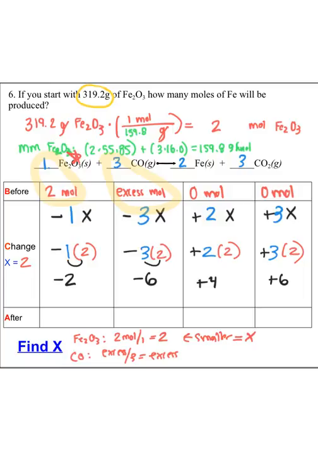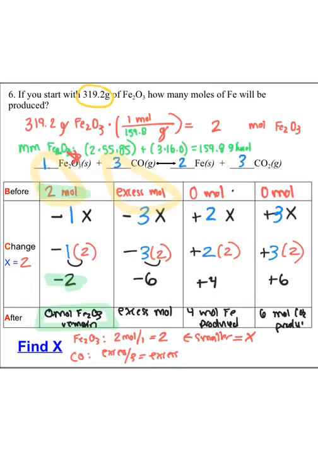And finally, we are going to take B plus C to get our A box. So 2 minus 2 is 0 moles of Fe2O3 remaining, which makes sense. My superstar should always run out. Excess minus 6 is still going to be excess, right? We had extra ingredients. We used up 6 in the recipe. I still have extra. Now the products. I started with nothing. I made 4, so I have 4 moles of Fe produced. 0 plus 6 is 6 moles CO2 produced.